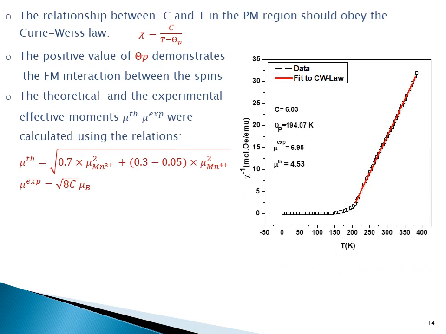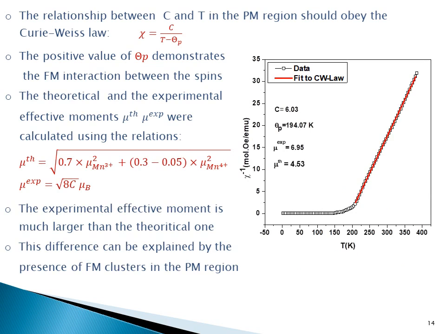The relationship between the inverse susceptibility and temperature in the paramagnetic region should obey the Curie-Weiss law. The positive value of the Curie-Weiss temperature demonstrates the ferromagnetic interaction between the spins. The theoretical and experimental effective moments were calculated using those relations. The experimental effective moment is much larger than the theoretical one. This difference can be explained by the presence of ferromagnetic clusters in the paramagnetic region.